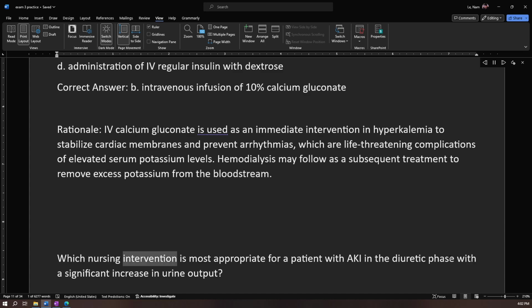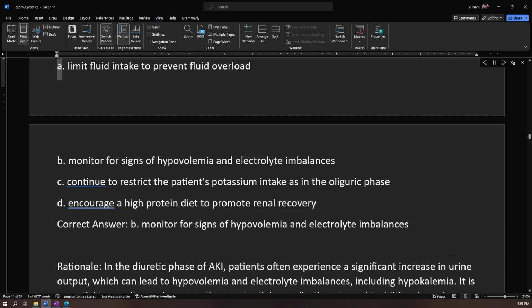Which nursing intervention is most appropriate for a patient with AKI in the diuretic phase with a significant increase in urine output? A. Limit fluid intake to prevent fluid overload. B. Monitor for signs of hypovolemia and electrolyte imbalances. C. Continue to restrict the patient's potassium intake as in the oliguric phase. D. Encourage a high-protein diet to promote renal recovery. Correct answer: B. Monitor for signs of hypovolemia and electrolyte imbalances.